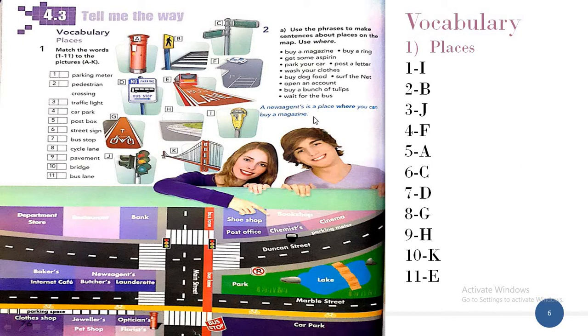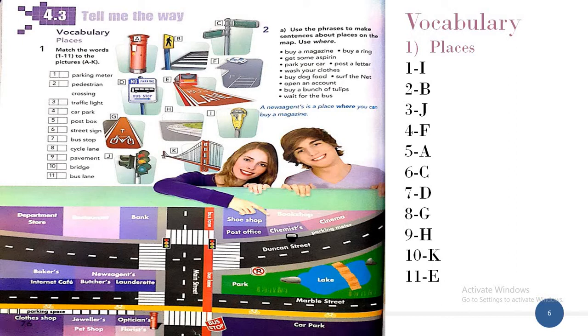Try to do the exercise, and this is an example. A newsagent is a place where you can buy a magazine. So, buy a magazine. And a newsagent is a place where you can buy a magazine. Where can you buy a ring? Think. Get some aspirin. Where do we go to buy aspirin? Park your car. You go where? So try to do the exercise, please.